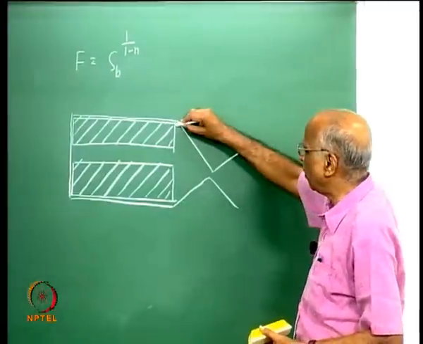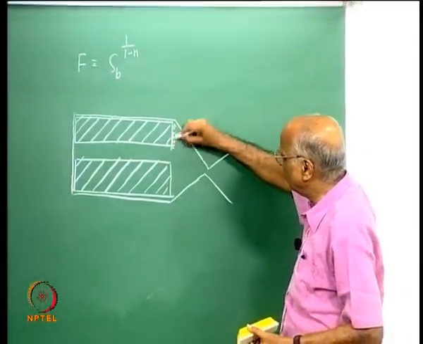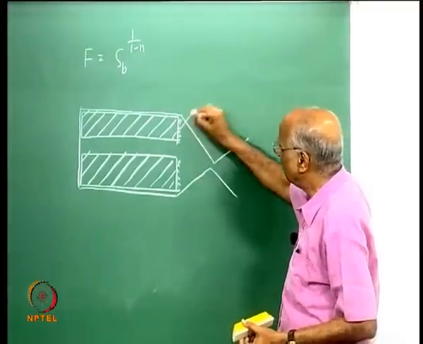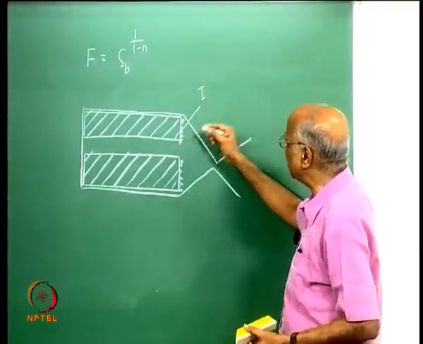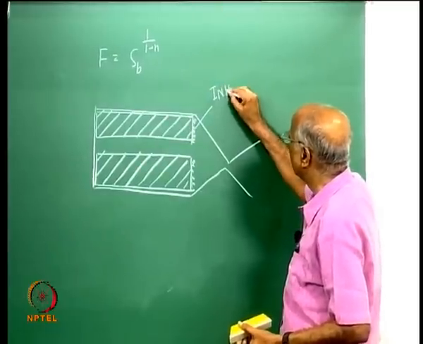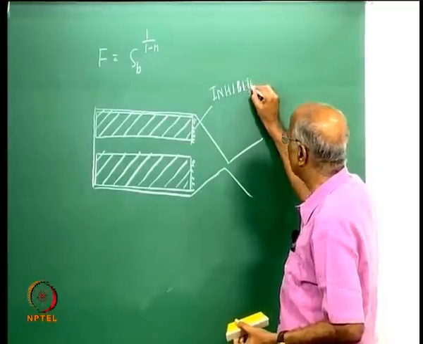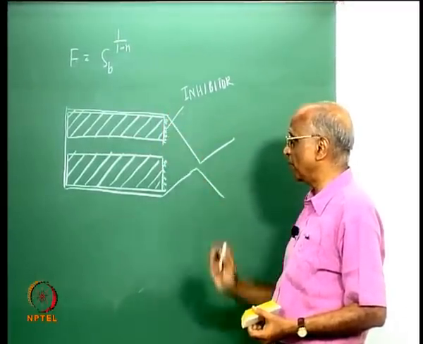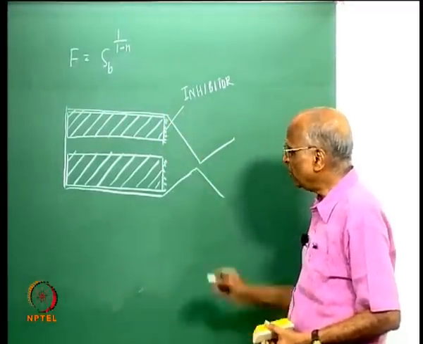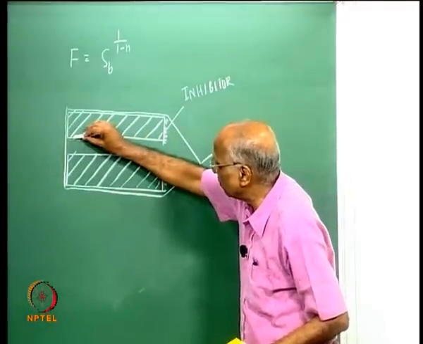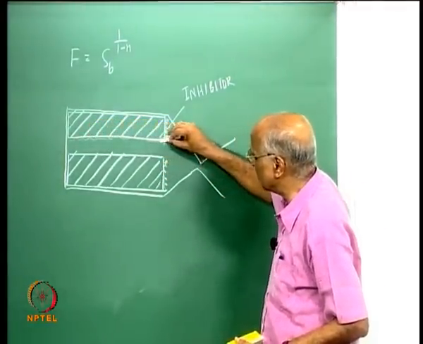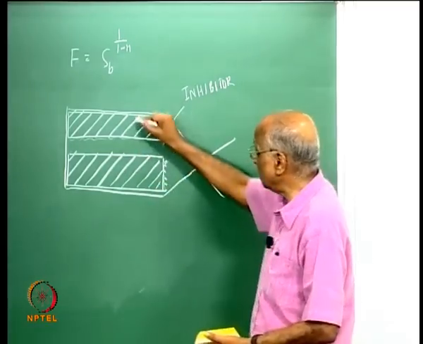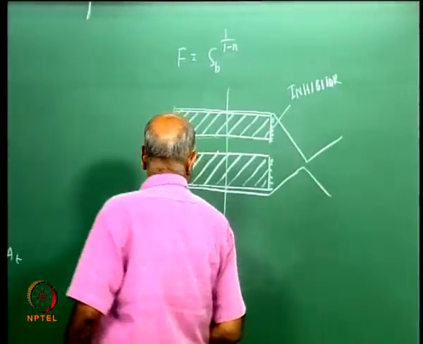I coat the propellant block here with some material, which is an insulator, which will prevent it from burning on this side. We call it an inhibitor. I coat it with a substance which will prevent the propellant from burning here. Then I ignite the inside surface area, and we told ourselves, if I take a cross section now, what do I get?